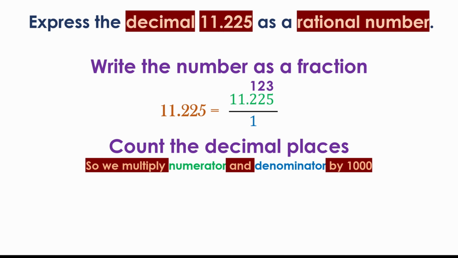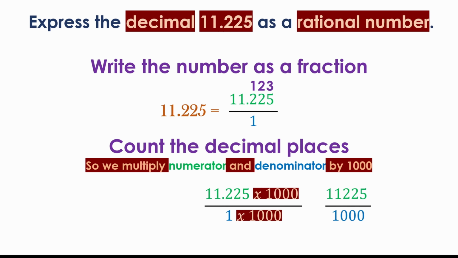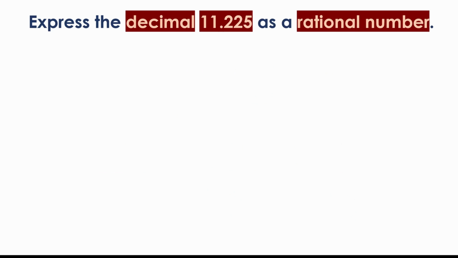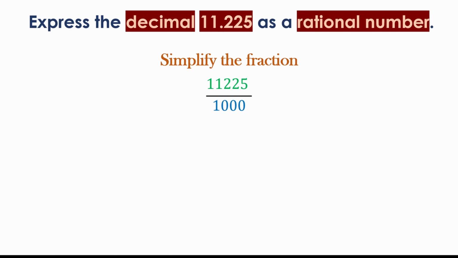So we multiply numerator and denominator by 1000 because there are 3 zeros. If I do the multiplication, I get 11.225 times 1000 over 1 times 1000. It removes the decimal place, and I have a natural number, which is 11,225 over 1000. Now we need to simplify this fraction. If we simplify this fraction, I have the final output, which is 449 over 40.